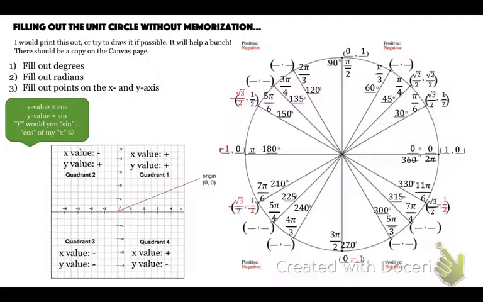Then we can do the same thing, reflect it. So we reflect it there. It's negative square root of 2 over 2 and positive square root of 2 over 2. Reflect it down. They're both negative. And then the last one in the fourth quadrant, just the y value is negative.